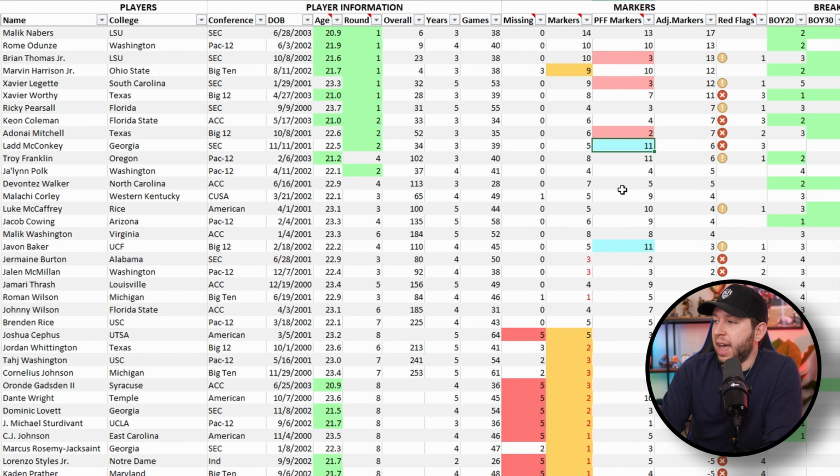You also can't have any fewer than 3 of my markers hit. If you have 3 or under of my markers hit, you're just a bad prospect. Like, there's nothing more to say about that. You are legitimately a bad prospect. You have to have more than 3 of my markers hit. McConkey fit that at 5. And you just had to be drafted. You can't be an undrafted free agent. You just have to be drafted. So those are the rules to get this blue color on the PFF marker.